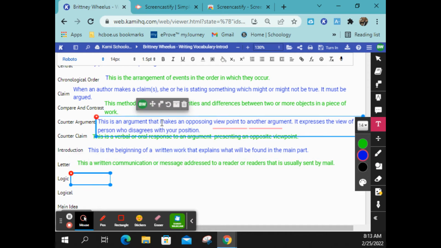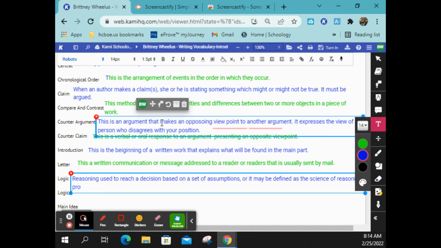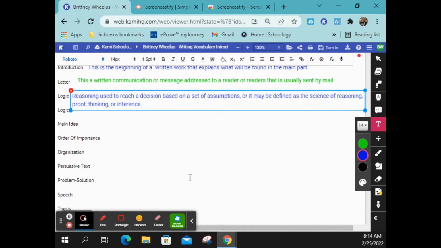Logic. Reasoning used to reach a decision based on a set of assumptions. Or it may be defined as the science of reasoning, proof, thinking, or inference. Slow down. Zoom out so I can see.